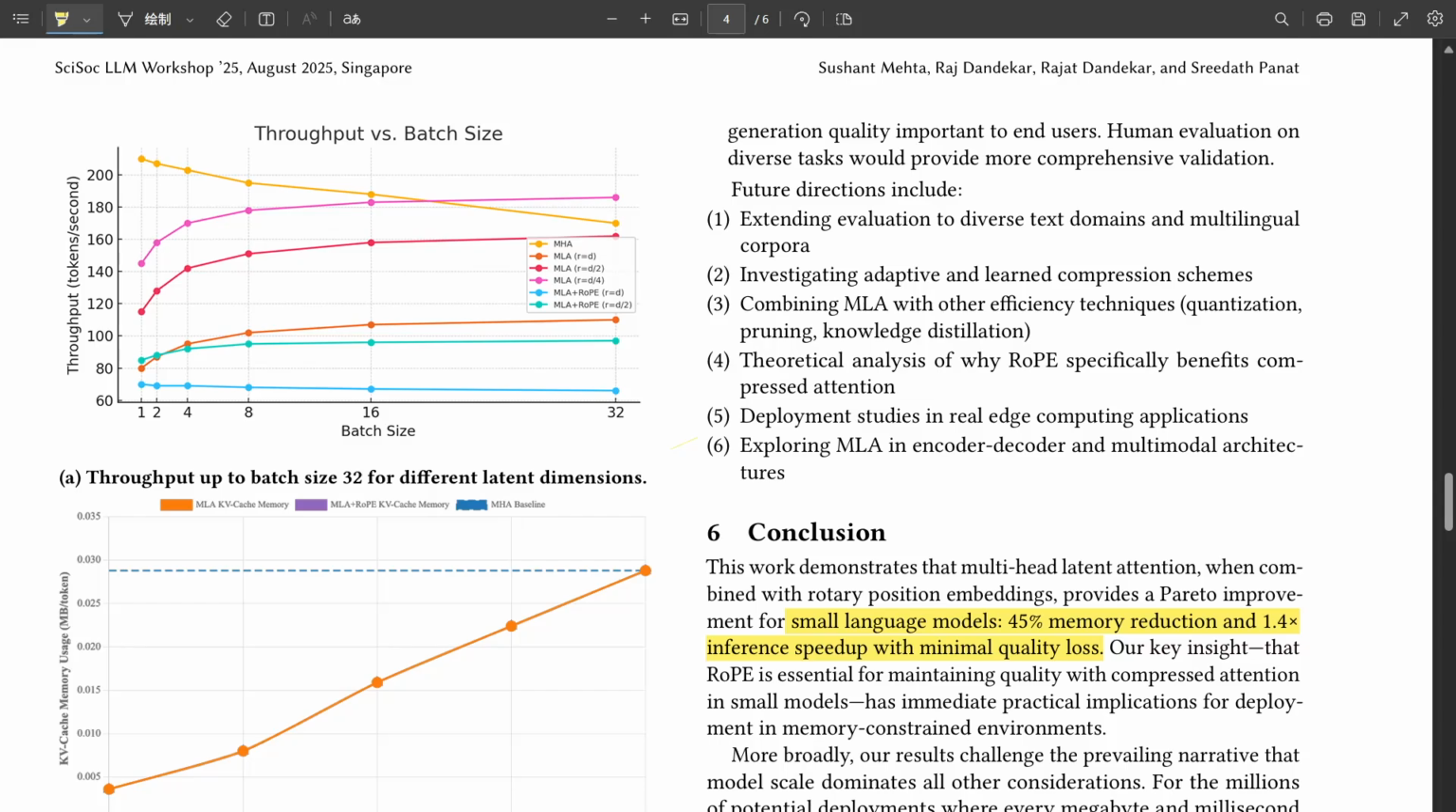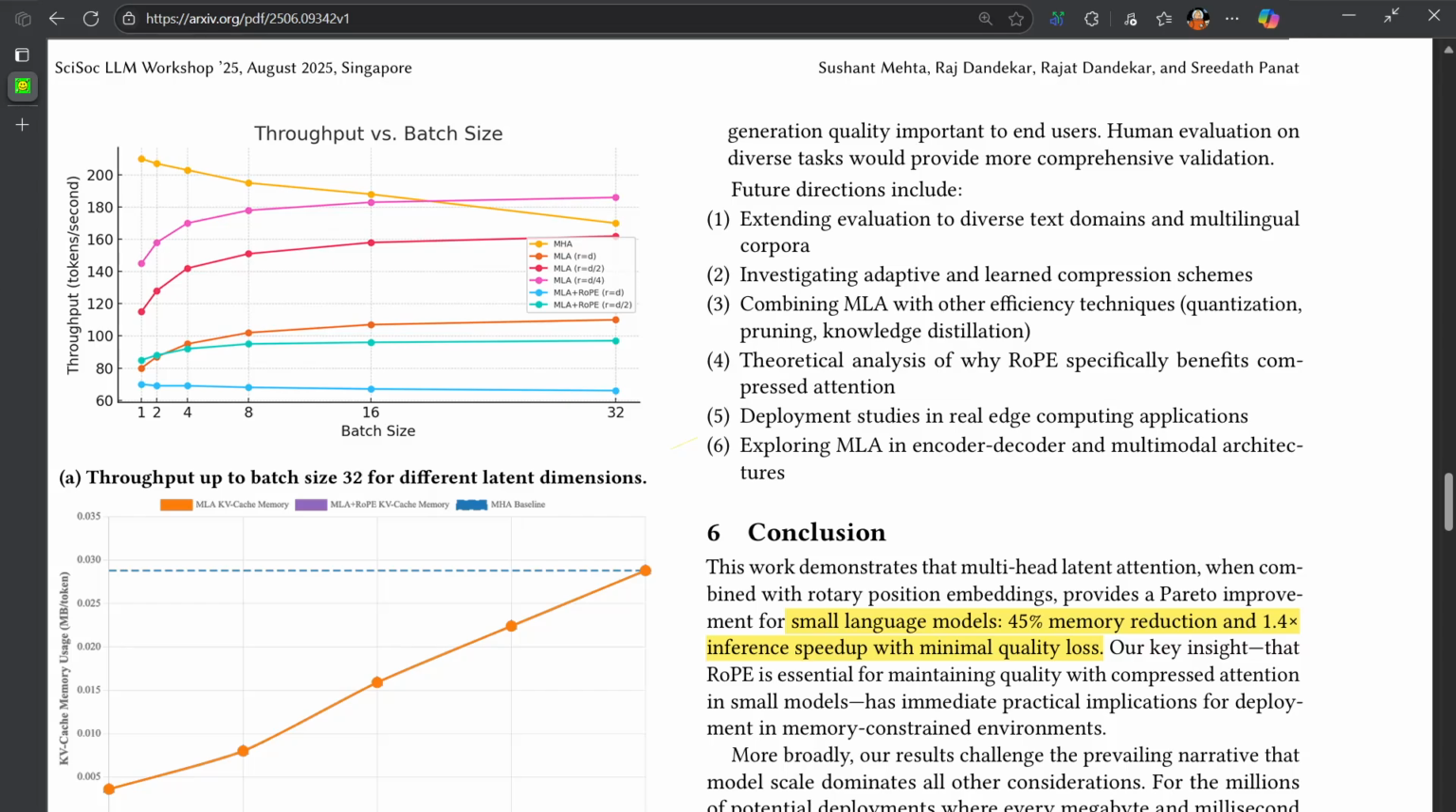How does RoPE behave when combined with MLA's compressed attention? Do they play nicely together? And what did they find? What's the headline result when they combine MLA and RoPE? The primary finding, and this is really the core claim, is that this combination offers what they term a Pareto improvement for small language models.